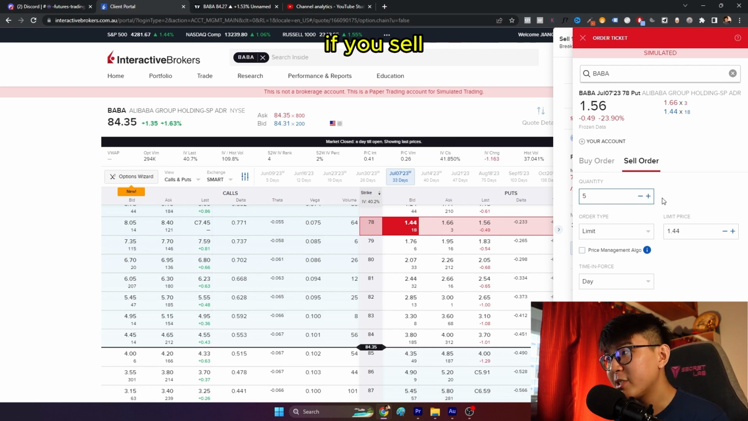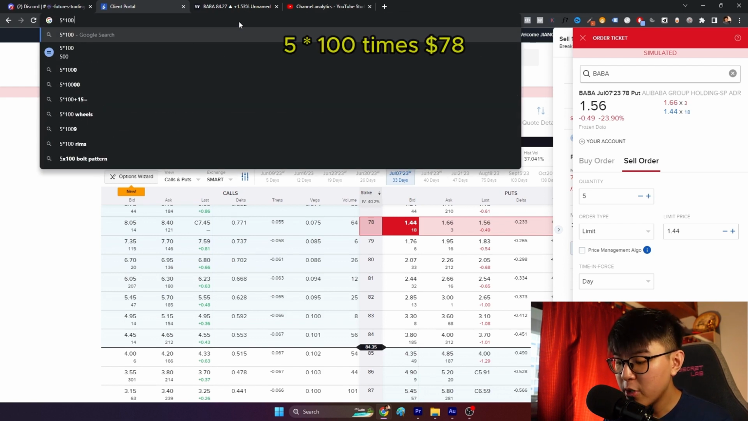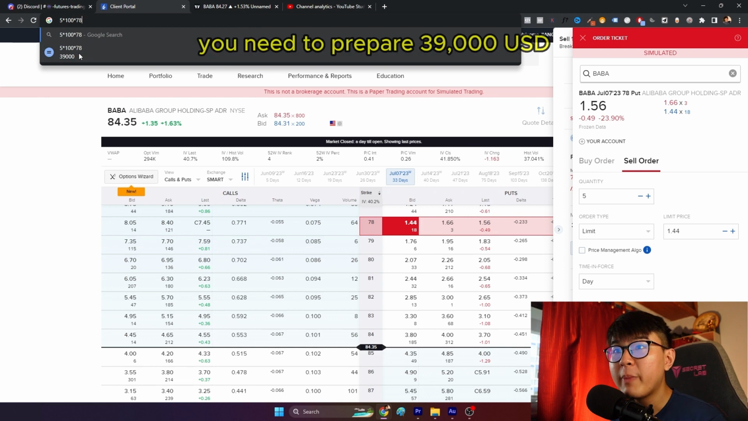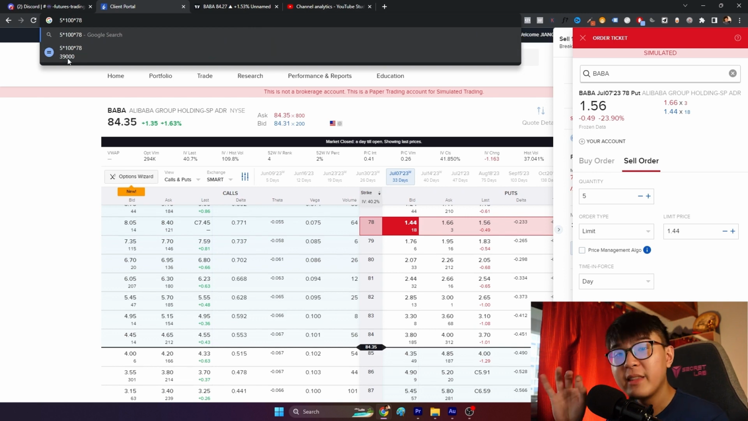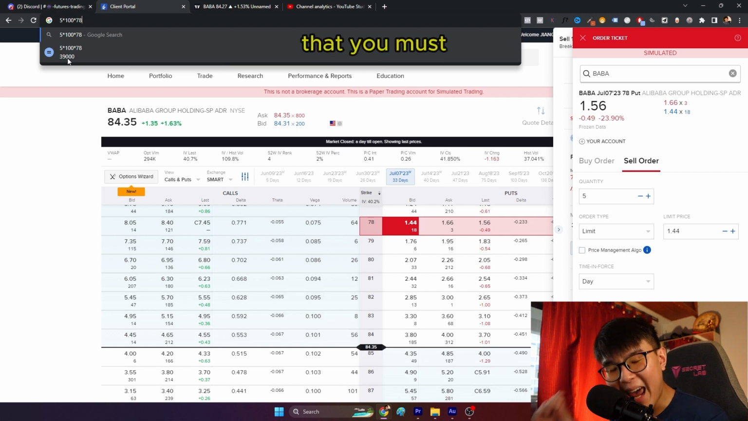In the case, if you sell 5 contracts of this put option, that means you need to get ready 5 times 100 times $78. You need to prepare 39,000 USD. That's the most important thing about selling cash secured put options, is that you must have the money.